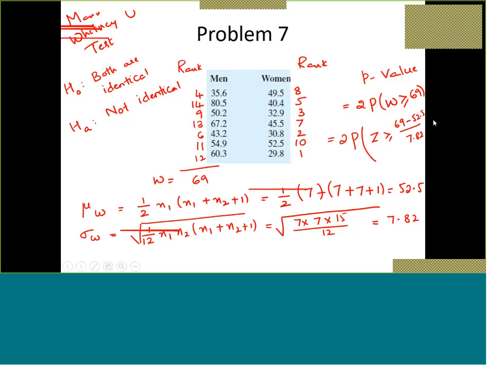If the p-value is less than alpha, we reject H naught. If the p-value is above alpha, we do not reject H naught. Have you understood? So to check whether the populations are identical or not, we use the Mann-Whitney U test. The process is simple. Write H naught, HA, give combined rankings, and calculate the sum of ranks for one population.